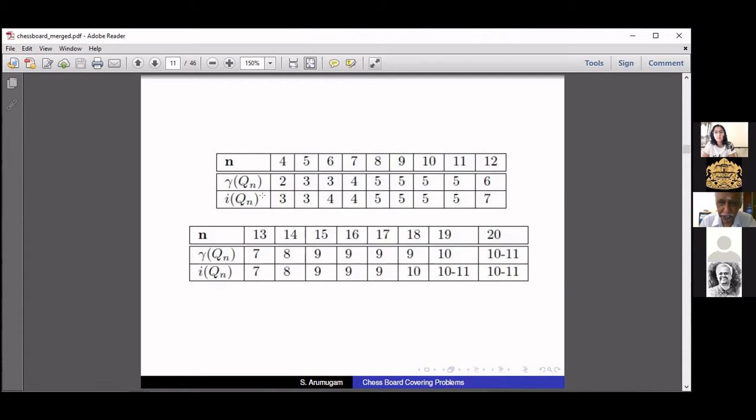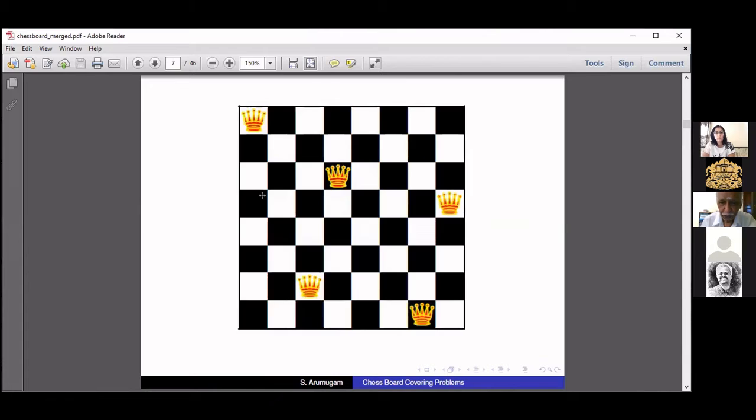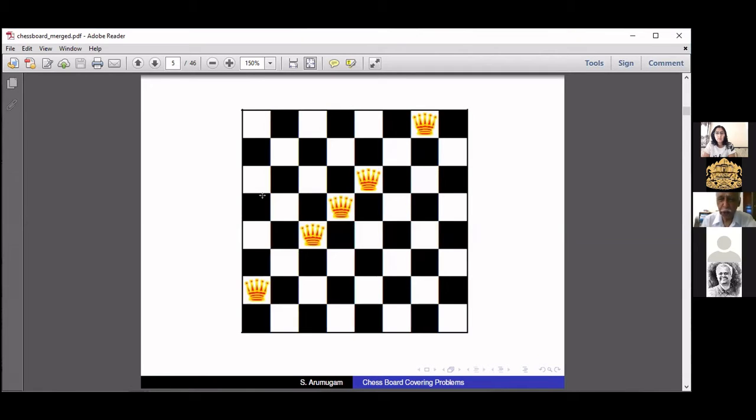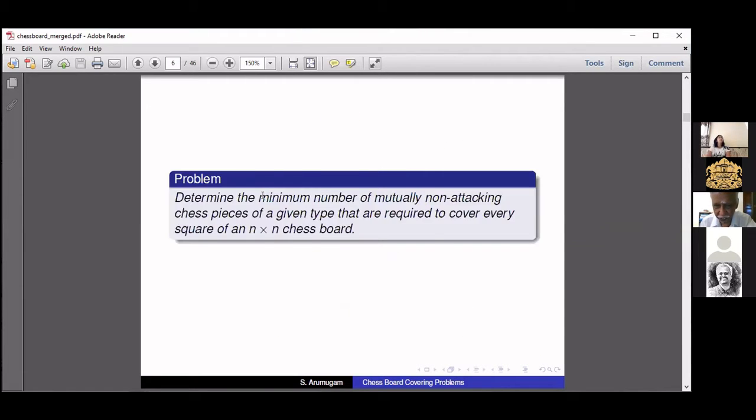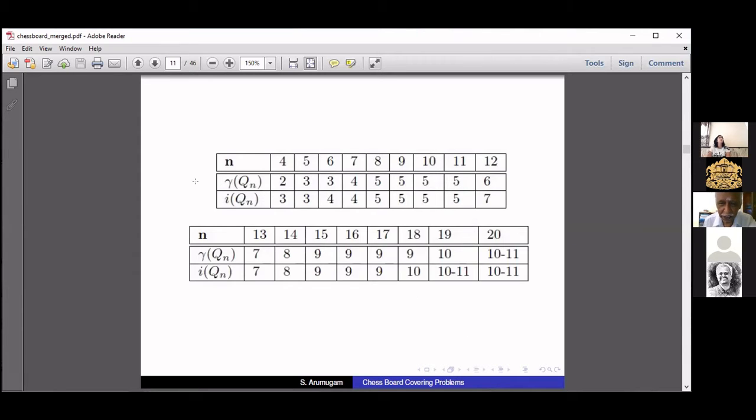For example, for N equal to 8, this figure tells you that I of Q8 is 5. I can place 5 non-attacking queens that cover all the cells, and that is the minimum. And this tells gamma Q8 is 5. 5 queens are needed to cover all the cells. So this is the situation as of today.